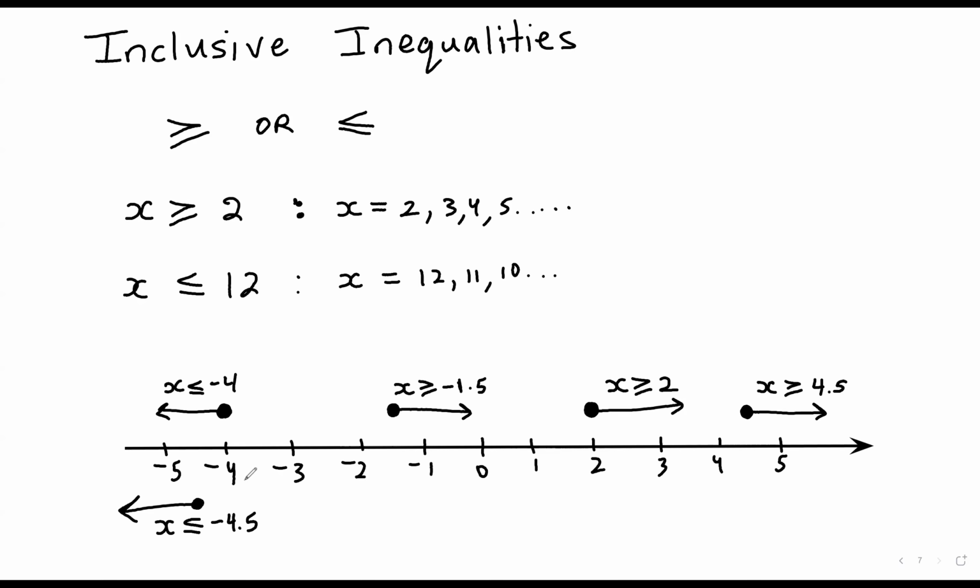Right? Where would negative 2.5 be? Between which two numbers will I find negative 2.5? Between negative 2 and negative 3. Perfect. Okay, guys. So that's how you would represent your inequalities on the number line.